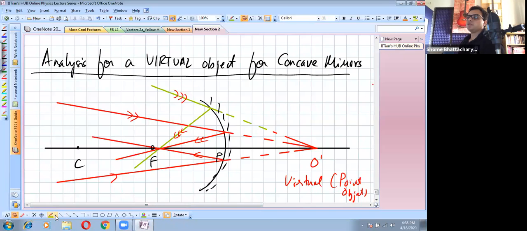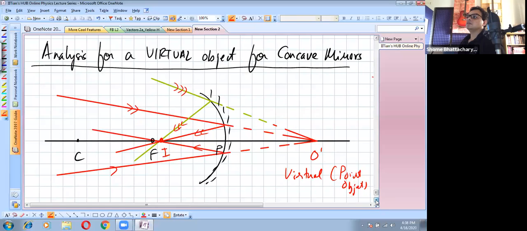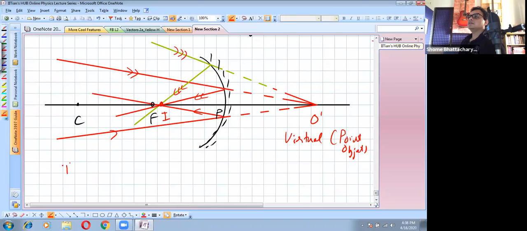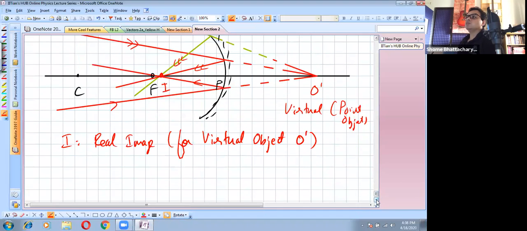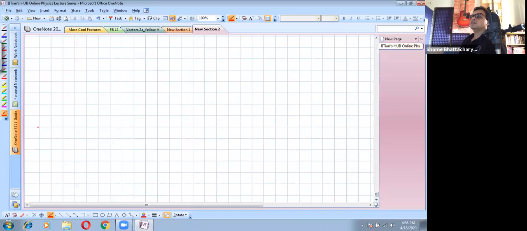Coming back to this first, what we can see is that the point where they intersect in front becomes the real image. So I becomes a real image for the virtual object O prime. Now let us try to understand the location of this by understanding reversibility. Let's apply the reversibility principle over here.